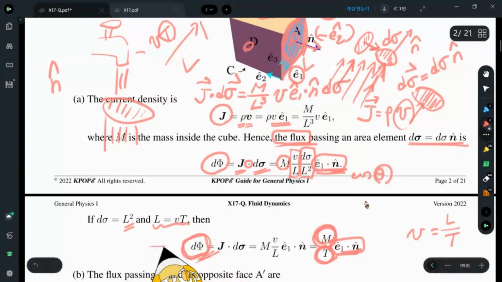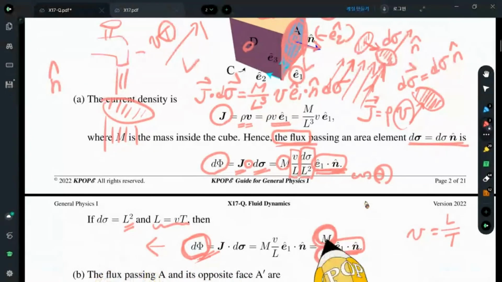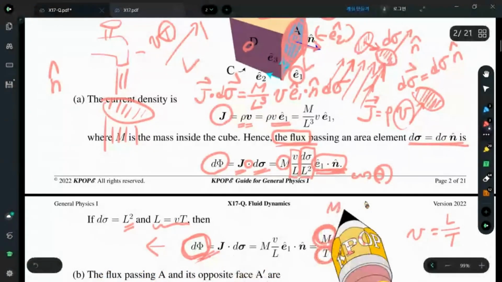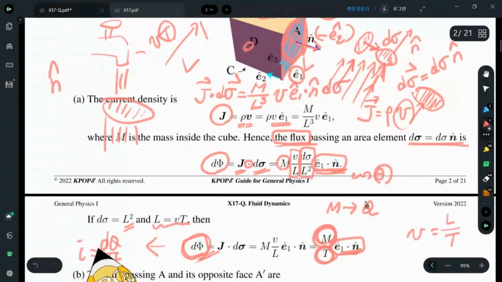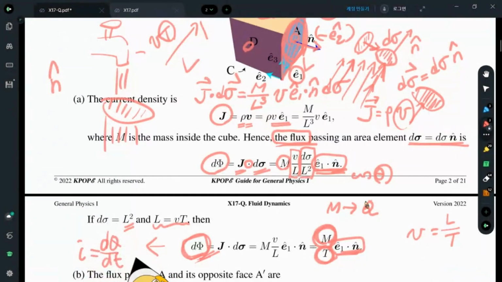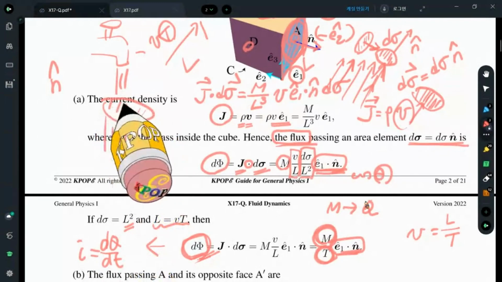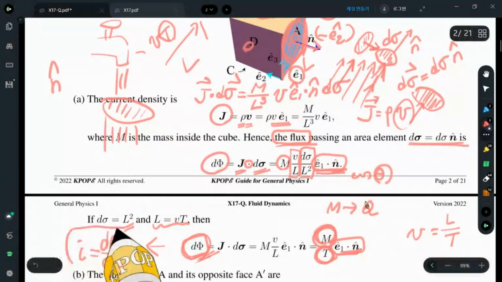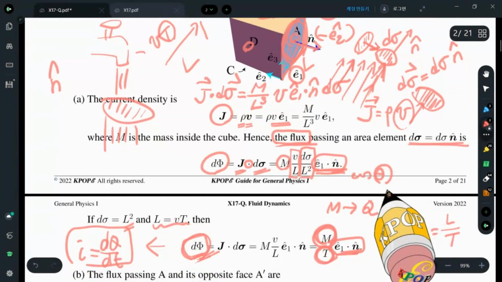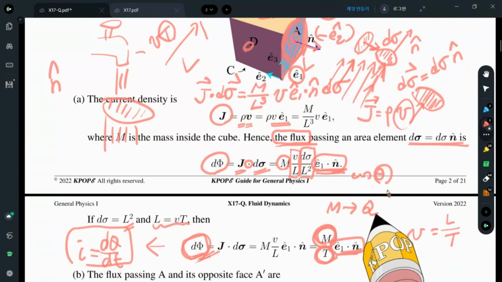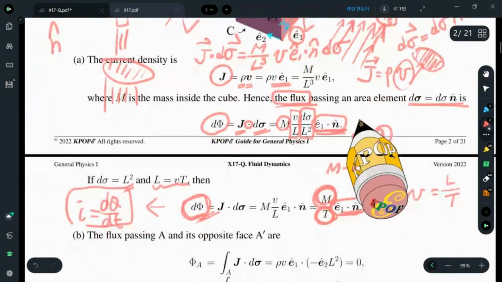And if you replace this mass with the electric charge, then this is dq over dt. That is charge per unit time passing through this cross-sectional area, usually called electric current. So flux is mathematically identical to the electric current if you replace the mass with the electric charge. Okay?